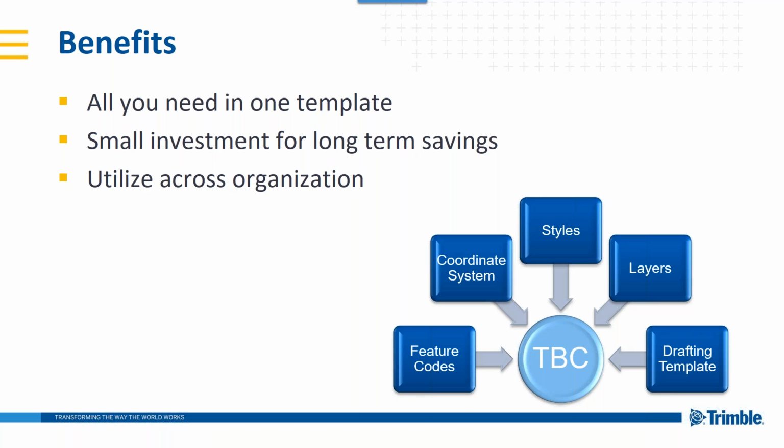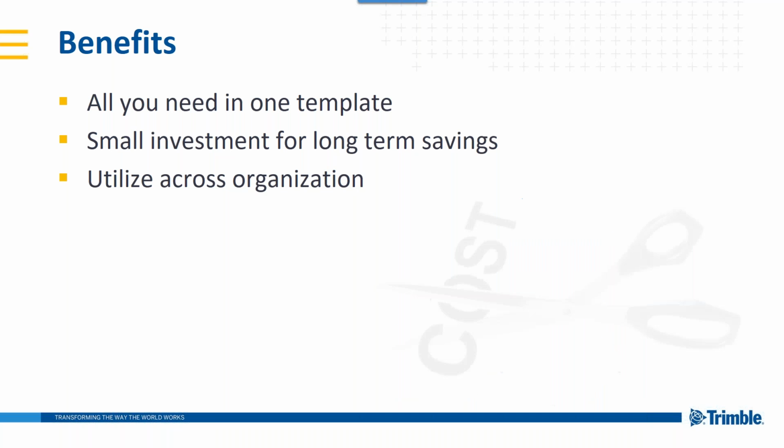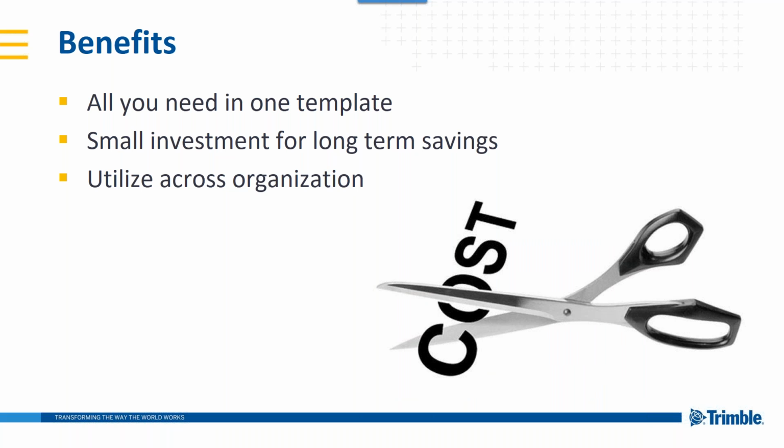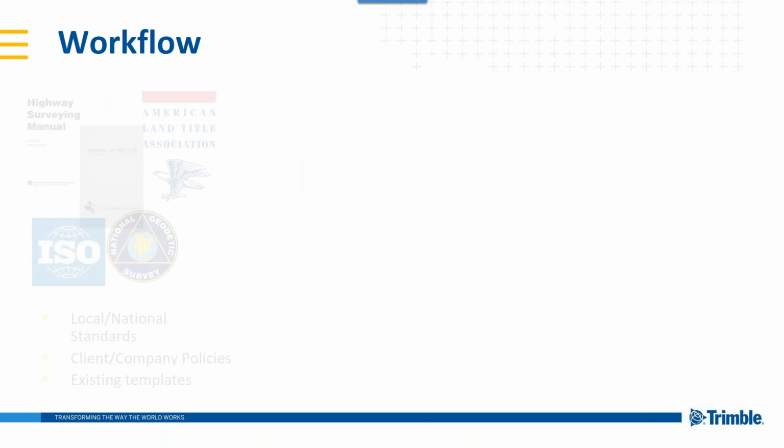We have to understand that there is an initial investment to set up, whether it's the feature code library, the drafting styles, the layers, anything like that, but it's a small investment in terms of the long-term savings that you're going to get from having that standardization and getting all of those things set up and ready to go. And really, in the end, it cuts the cost, and as a business, that's one of your big driving factors.